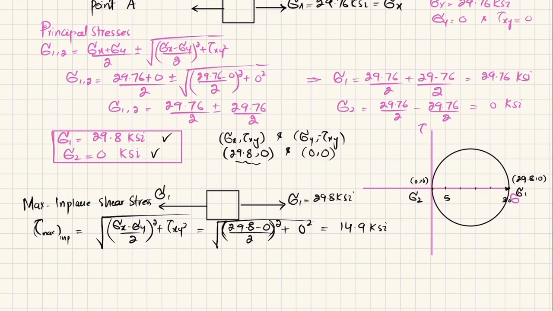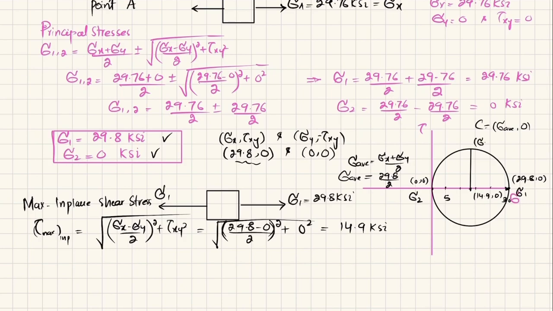KSI. Okay. Again, you can see that the center of this circle will be equal to sigma average comma 0. This is the center, and sigma average is sigma x plus sigma y divided by 2. So when you calculate it, 29.8 divided by 2 will be again 14.9. Clear? So this point is 14.9 comma 0. Okay, and this is the maximum in-plane shearing stress.